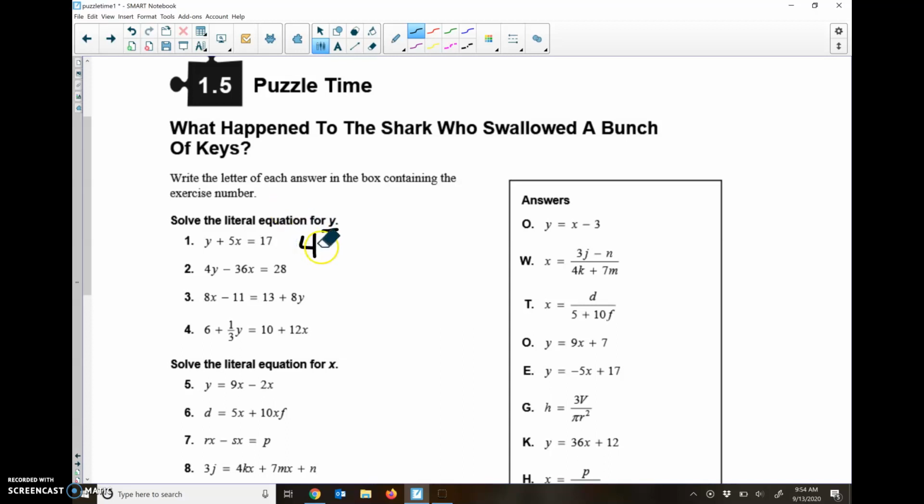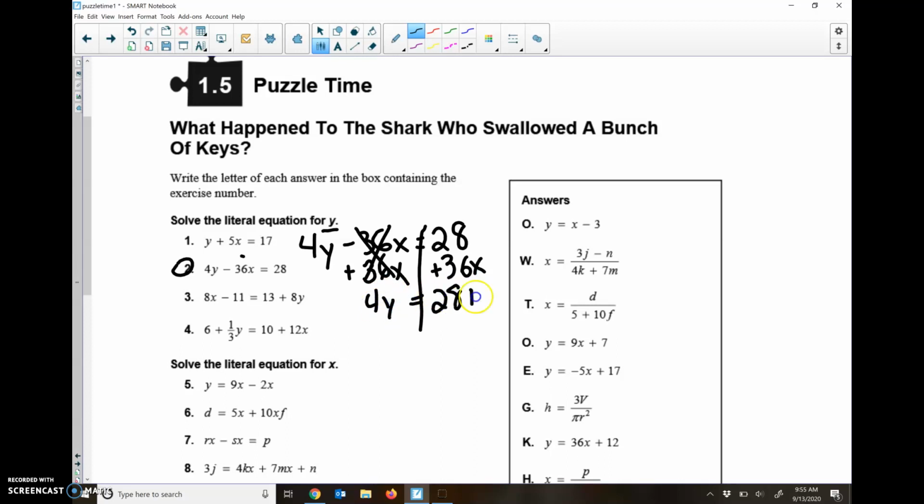So the equation number 2 is 4y minus 36x equals 28. So we're going to try and get that y by itself. So we get rid of that minus 36x. So I'm going to add 36x to both sides. Remember, since they're not the same, we can't add them up. That cancels out, so I'm left with 4y equals 28 plus 36x.